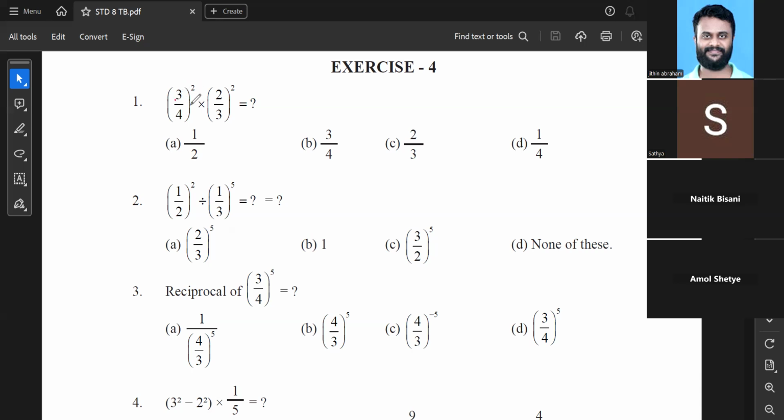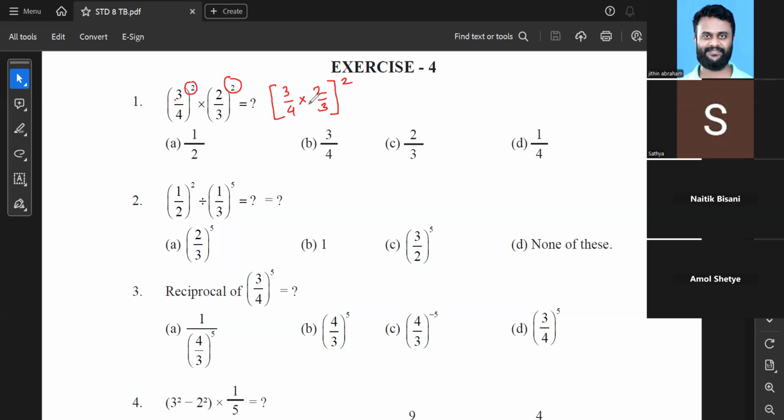Now 3 upon 4 raised to 2 multiplied by 2 upon 3 raised to 2. Now as you can see, they are not same. So कैसे होता है? You cannot simply like हाँ भाई same कर दो ऊपर वाले को add कर दो. No, that is not going to work in this case. But as you can see, they both have same index. So what we can do, we can take it as common. So we can write this one as 3 upon 4 multiplied by 2 upon 3 whole raised to 2. So I've taken this 2 and this 2 as common now because they are same.